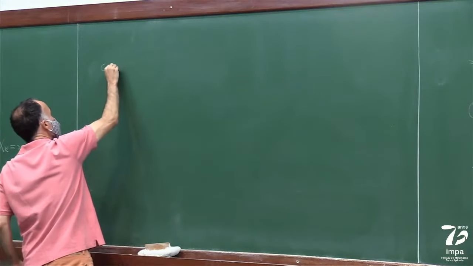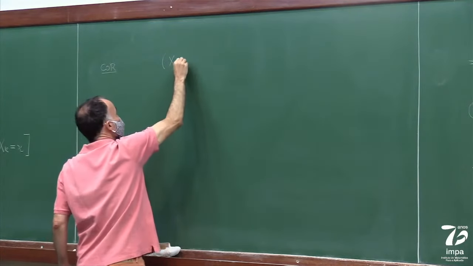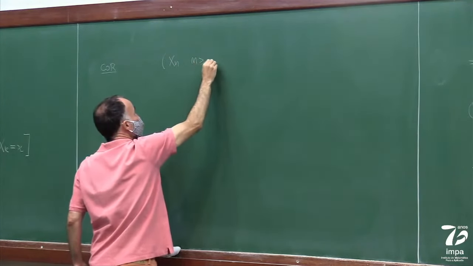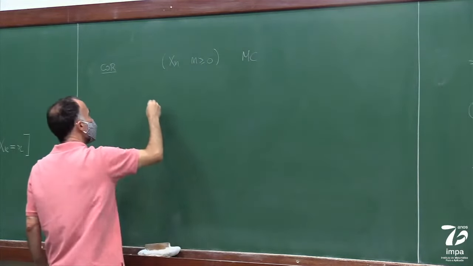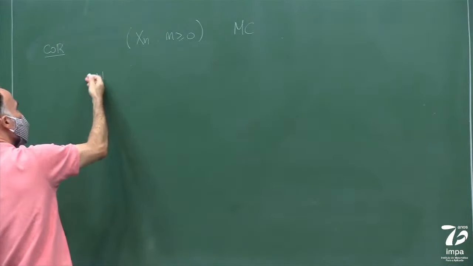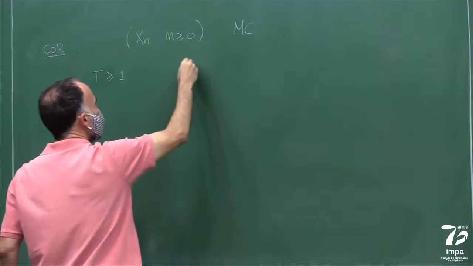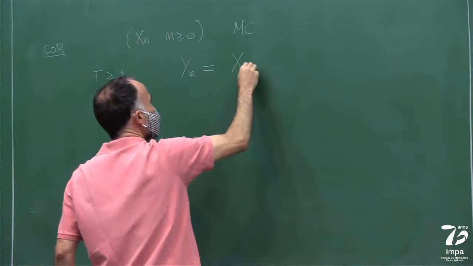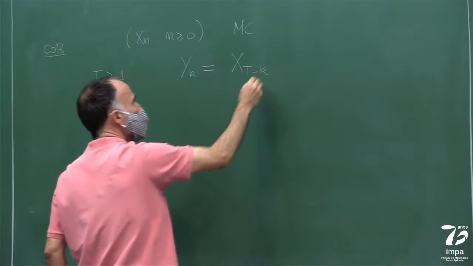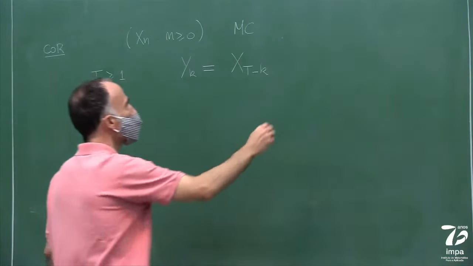So a corollary of what we just proved is that if X_n is a Markov chain, and now I fix a time t, and I define Y_k to be X_{t-k}, so I'm starting at time t, and I'm looking at this chain backward in time, then this is a new Markov chain.